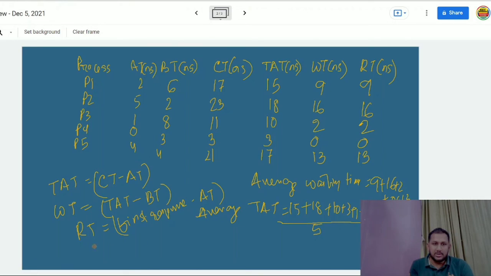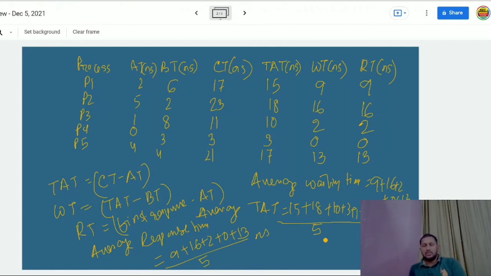Now finally, average response time equals 9 plus 16 plus 2 plus 0 plus 13 divided by 5 nanosecond. Now we have to calculate this with the help of a calculator and we get the result.